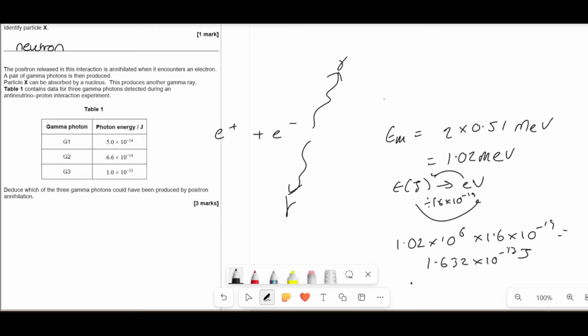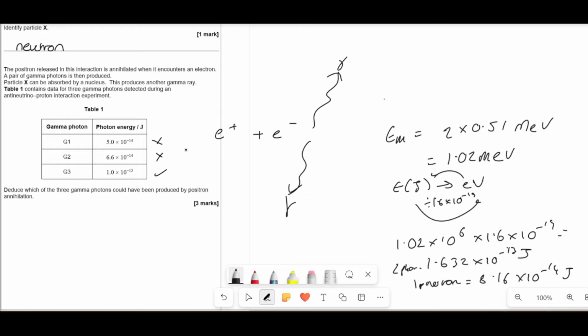However, there are two photons, and this question is showing you one photon. So one photon is going to be half of that. If we divide our answer by 2, we get 8.16 times 10 to the minus 14 joules. Now remember that this is the minimum energy that they have. So any number higher than this is fine. This one's below it, this one's below it, so it's got to be G3.